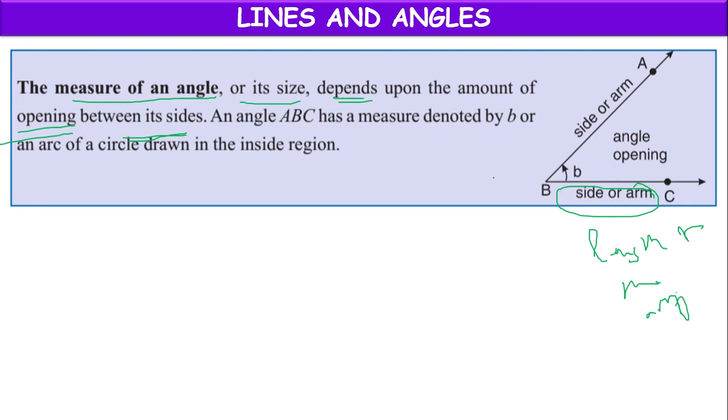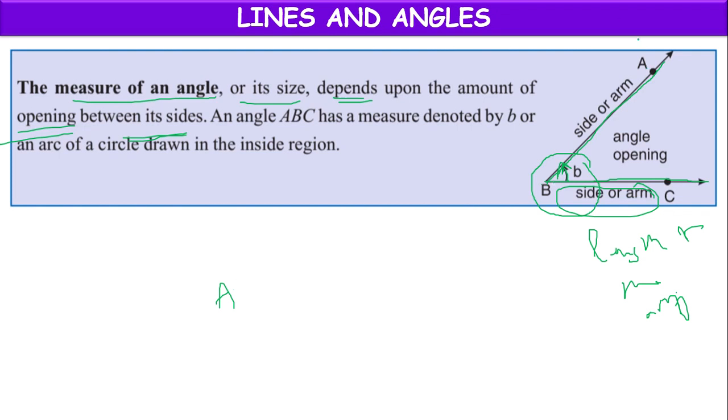So here, suppose this is a BC ray, this is a BA ray. These two rays or these two lines are rotated, they are opened by how much part? This opening part is called as an angle. The angle name is usually denoted with capital letters.